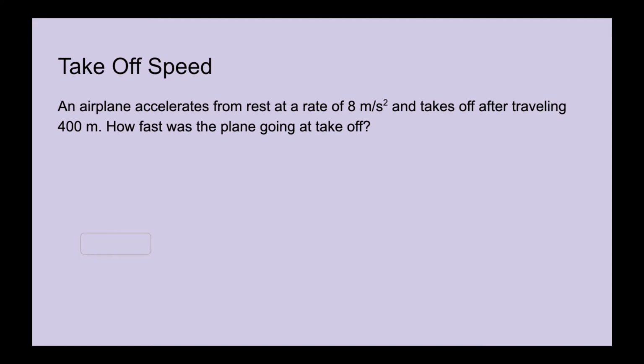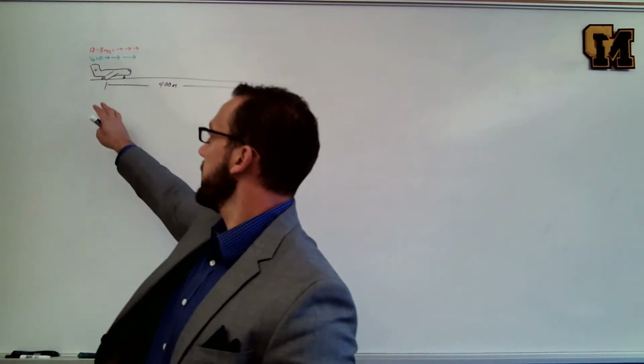An airplane accelerates from rest at a rate of 8 meters per second squared and takes off after traveling 400 meters. How fast was the plane going at takeoff? So up here we have our plane.